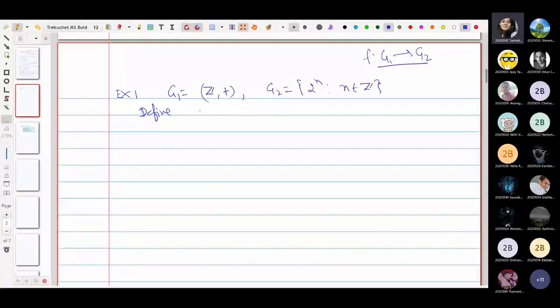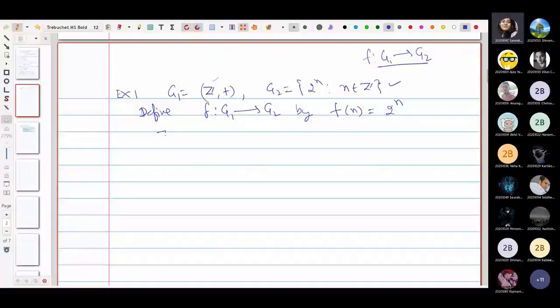Okay, so we are defining f from G1 to G2 as follows: f(n), where n is some integer in Z, is mapped onto 2 to the power n, because elements in this G2 are of the form 2 to the power n.